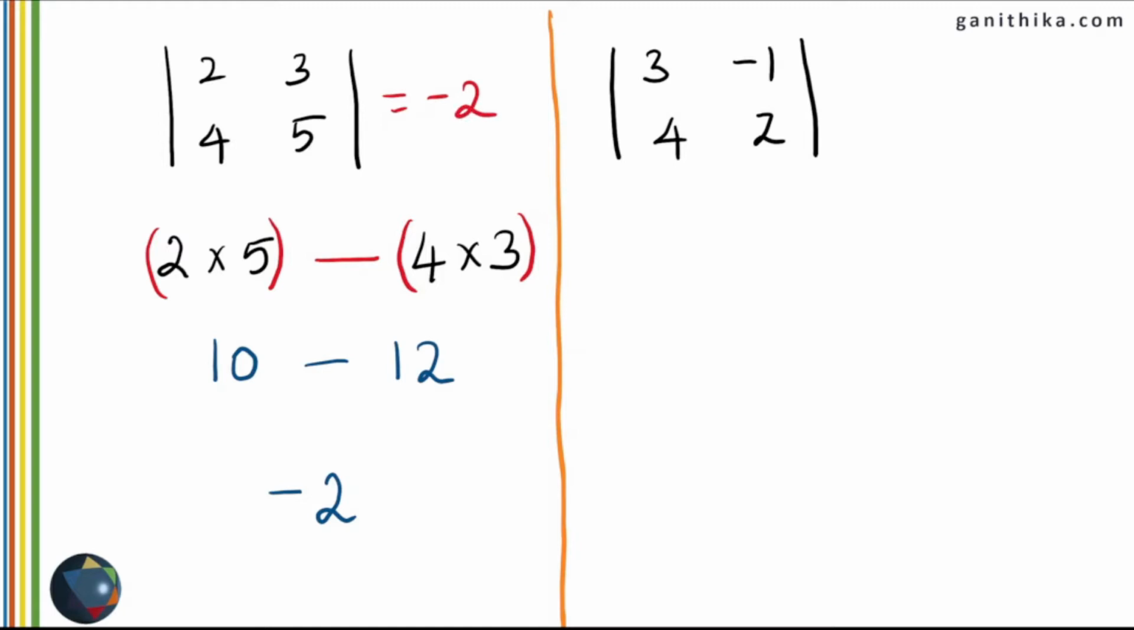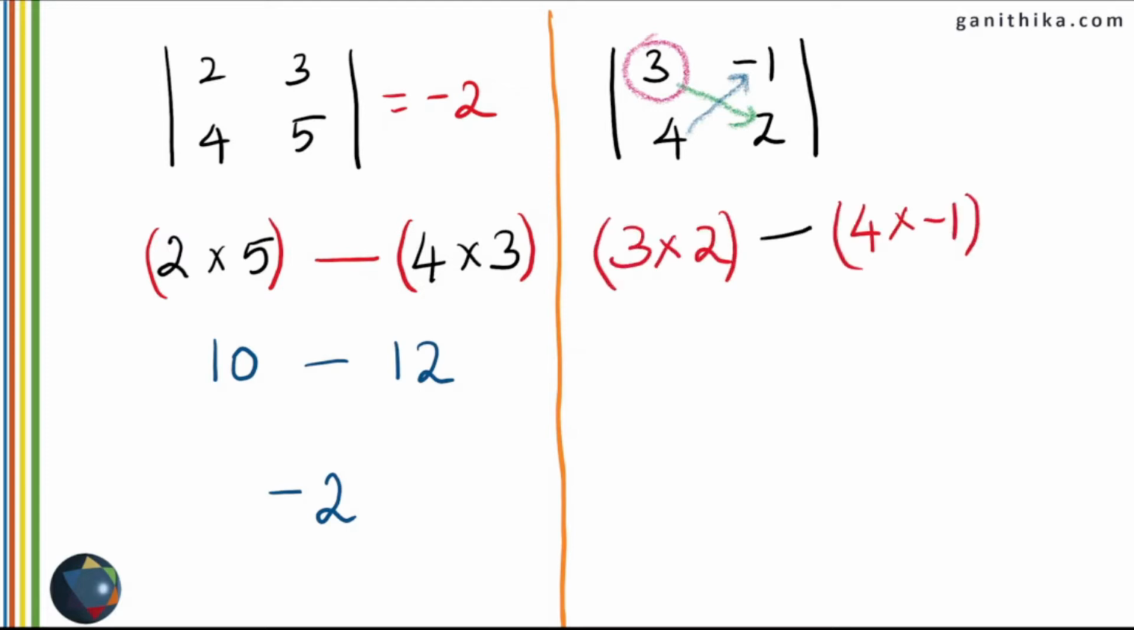Now try to do the next determinant 3 minus 1, 4, 2. Where should you start? You should start with the 3 on the top left corner. Multiply by the diagonally opposite element, which is 2 here. So 3 times 2, and then subtract. The next two numbers are 4 and minus 1 in the other diagonal. Therefore subtract 4 times minus 1.